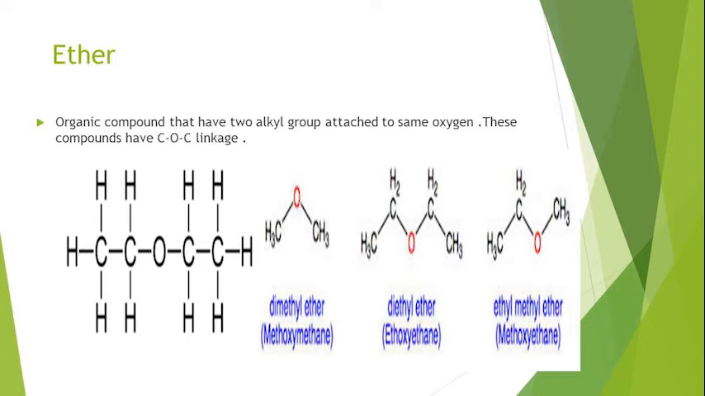But in other 2 examples, you can see that different alkyl groups are attached to oxygen atom. The ether is called unsymmetrical or mixed ether. You can see in the example that in third case, the oxygen is attached with 1 methyl and 1 ethyl group. So it is an unsymmetrical or mixed ether.